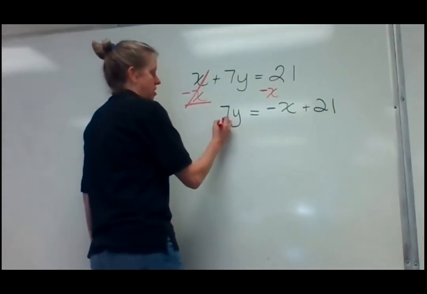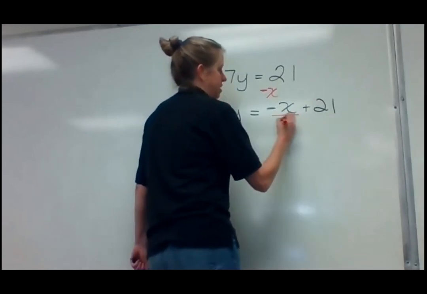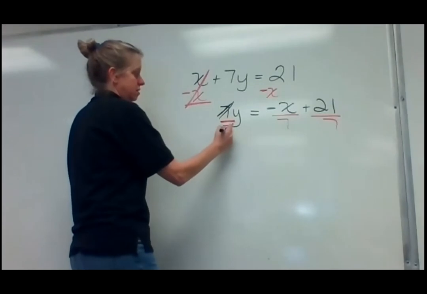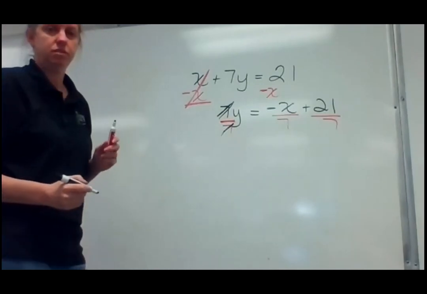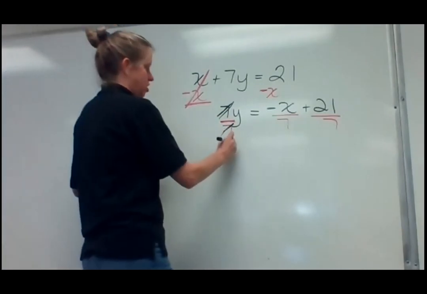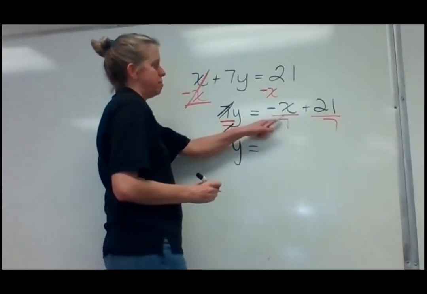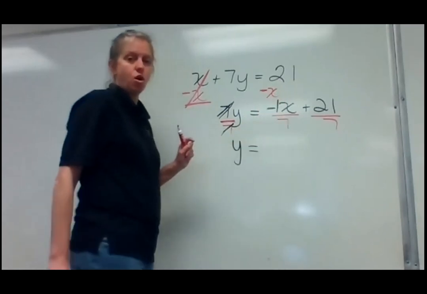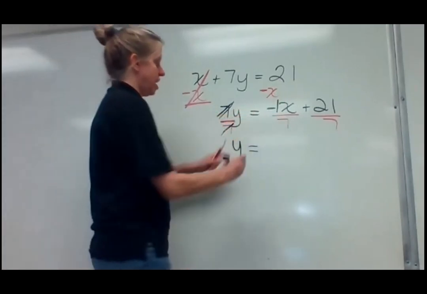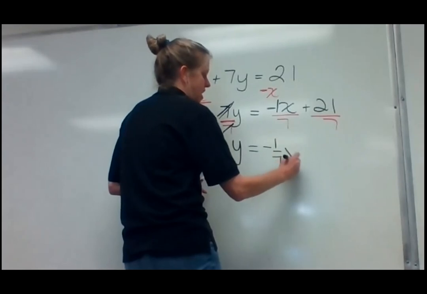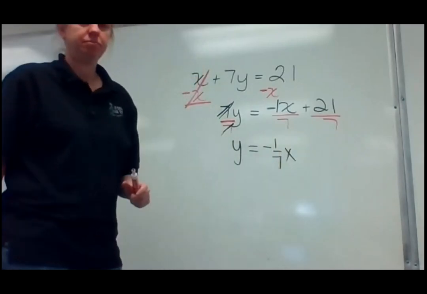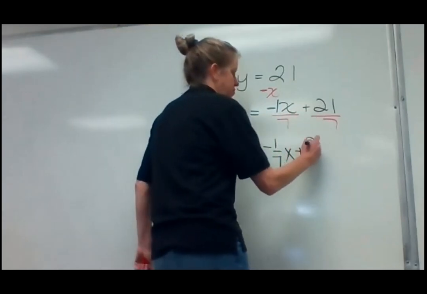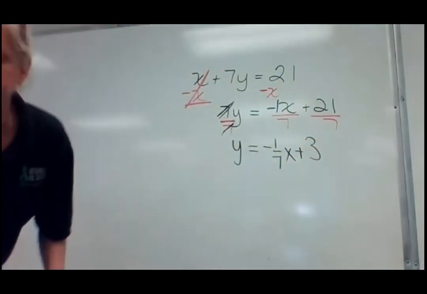Now get rid of your hooked on by dividing everybody by 7. So there's my y equals, remember the 7 is in the bottom here, so I actually have a negative 1 on top. So I've got negative 1/7x plus 21 divided by 7 gives me plus 3.